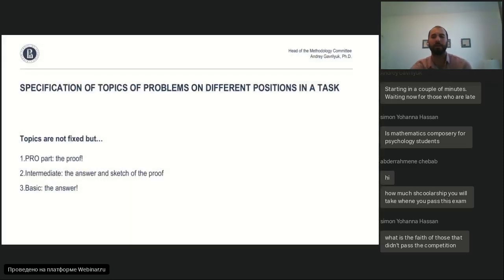Okay, the last slide, and that would be more or less everything for today. It's about the topics of the problems in the different parts. So here you can see what I already mentioned. The answers will differ for these 3 parts. You can get more information and refresh the information.